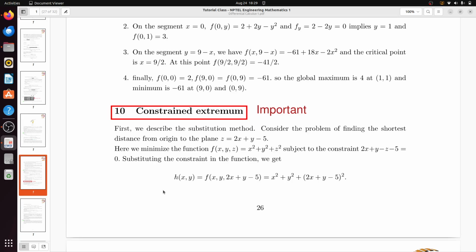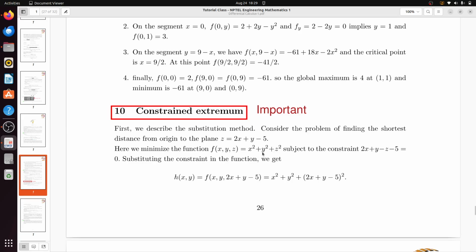For example, there is a surface, and you need to find the shortest possible distance from the origin to that surface. So which function do you need to minimize? The distance function, the square root of x square plus y square plus z square from the origin. In 3D coordinate geometry, if you have a point (x, y, z) and you need the distance from (alpha, beta, gamma), the distance is the square root of (x minus alpha) whole square plus (y minus beta) whole square plus (z minus gamma) whole square. Since alpha, beta, gamma is just the origin, your distance will be the square root of x square plus y square plus z square.